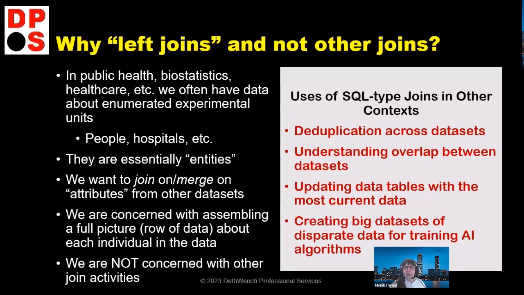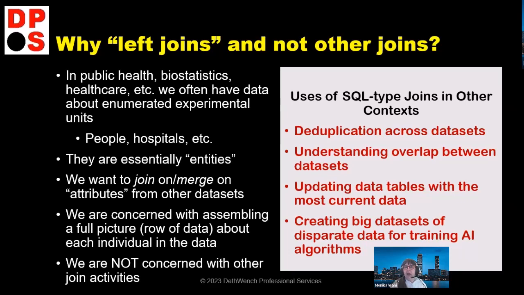So we are concerned with assembling a full picture, like a full row of data about each individual in the data. Let's say I have a list of hospitals in Massachusetts, and I'm joining on information like the county the hospital's in, or county population, or anything like that. And I just want to fill out this row of information on these hospitals. That's mainly what we do in biostatistics, or I guess I should say epidemiology, because epidemiology is always based on these individuals, right?